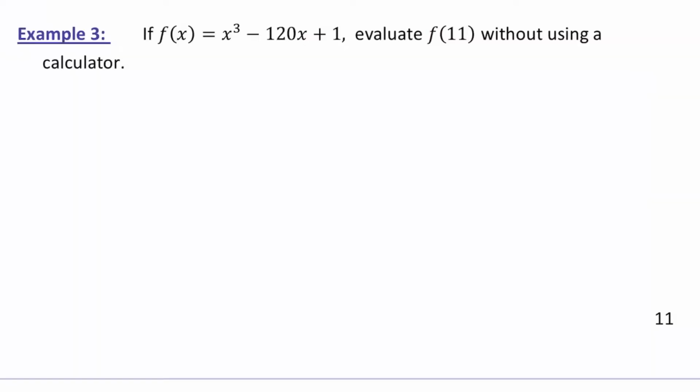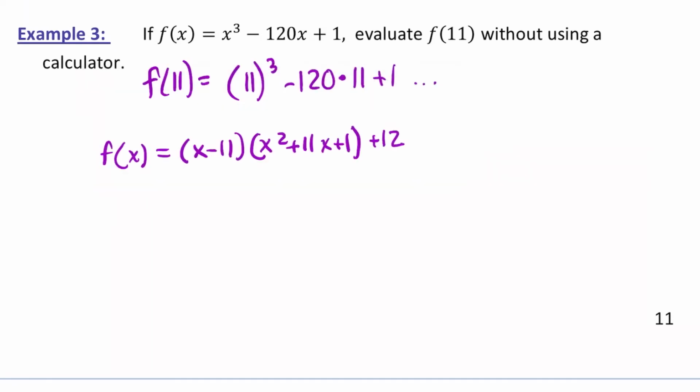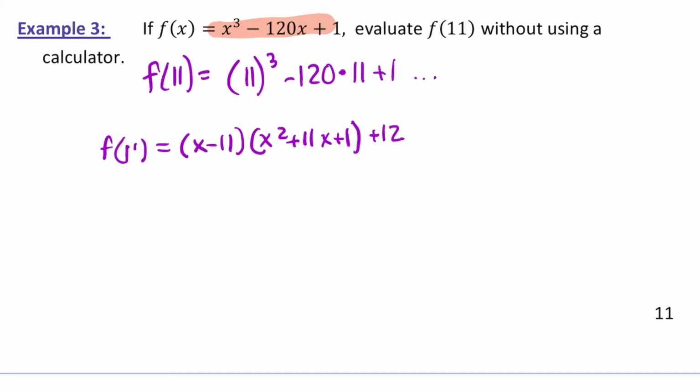Sticking with that same polynomial, say I want to find f of 11 without using a calculator. Well, that would mean I'd have to plug in 11, I'd have to cube it, I'd have to subtract 120 times 11. It would be quite a bit of work. What I'm actually going to be able to do instead is use that rewritten version where I had divided by x minus 11, and it's going to be much easier to evaluate f of 11. It's still the same polynomial. I can still plug in 11 and see what result I get, and it should be the same.